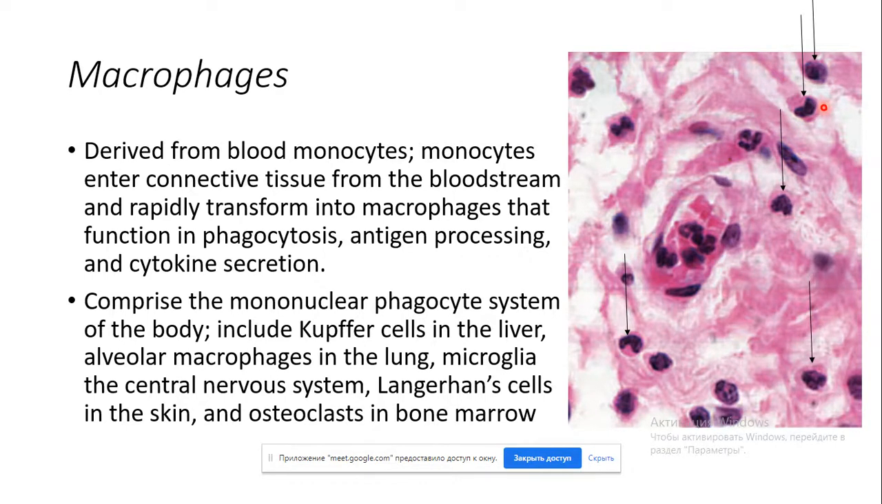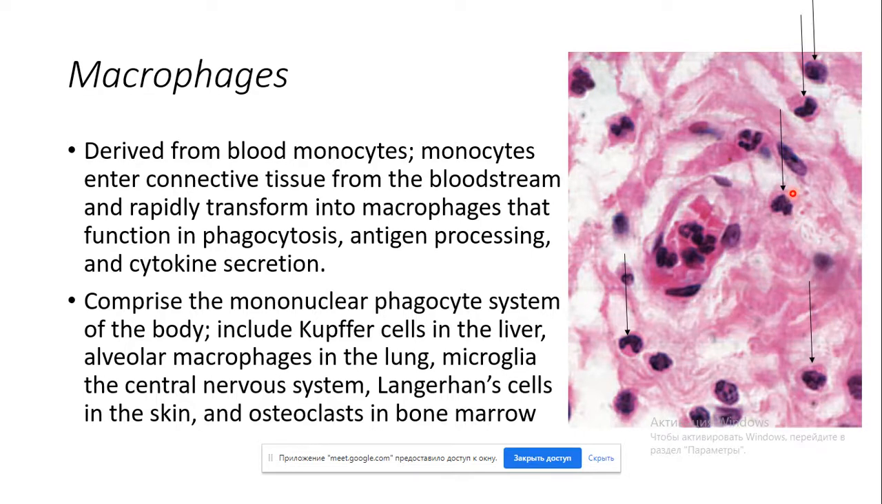And also they have some specific functions, like Kupffer cells in the liver, alveolar macrophages in the lung, microglia in the central nervous system, or Langerhans cells in the skin. They are also osteoclasts in bone marrow. They have some particular additional functions, so they are shown here with arrows, these macrophages.